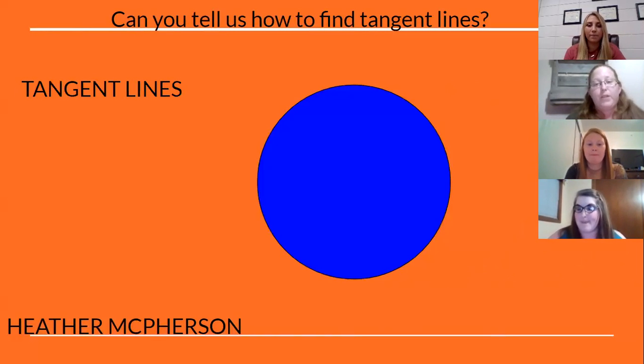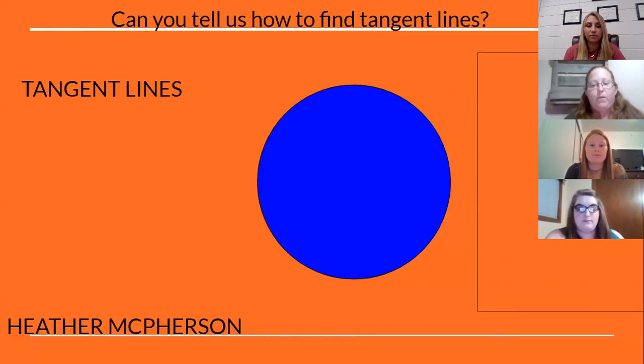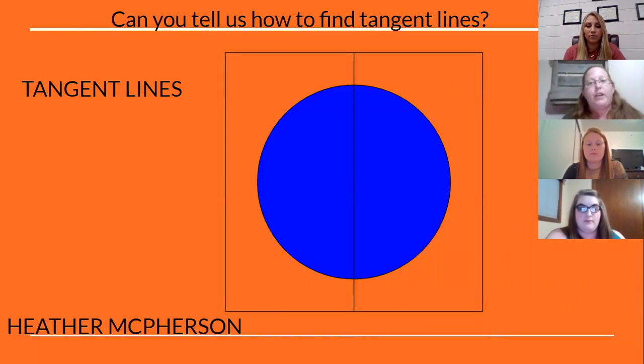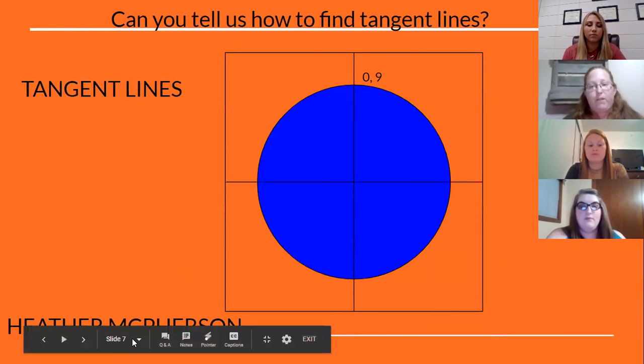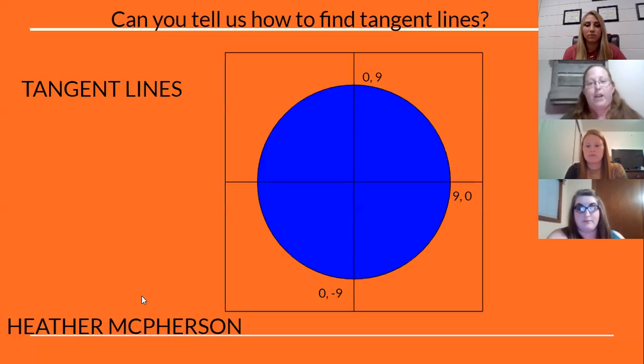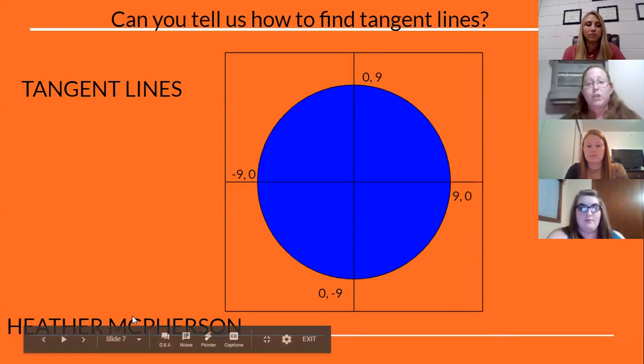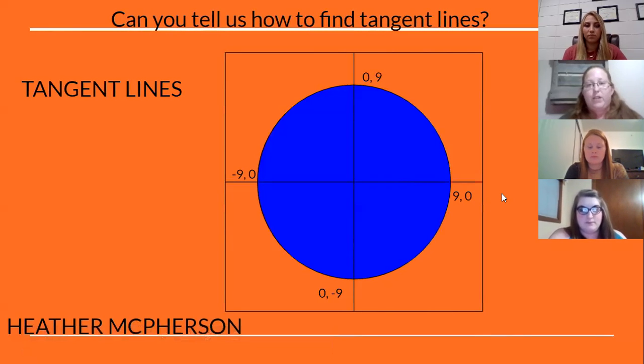Here we have a circle, and the circle is going to be within a square. You'll have your x-axis and your y-axis drawn in, and where the circle meets the axes, you'll hit every point: 0, 9, 9, 0, 0, -9, and -9, 0. That's all your points on your circle. The radius of the circle is 9, so that's why we have the point that we're using. The radius is just half the diameter.